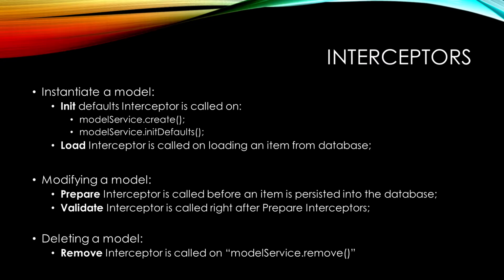Interceptors are classes that are executed on models during certain points in their lifecycle. There are 5 kinds of them. During model instantiating, 2 interceptors are called. The Init Defaults Interceptor is called via the Model Service Create method. It can also be called with the Model Service Init Defaults method. The Load Interceptor is called during every load from the database.